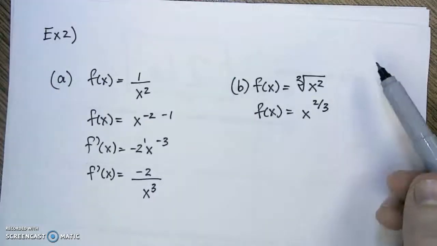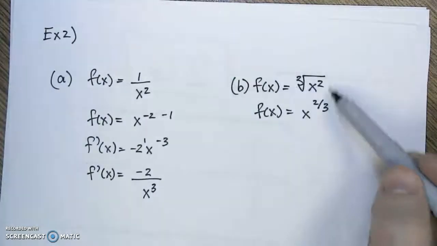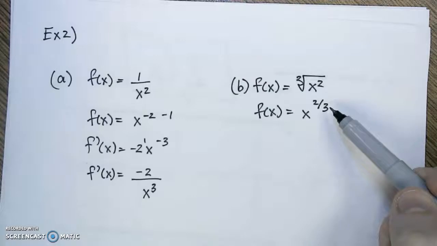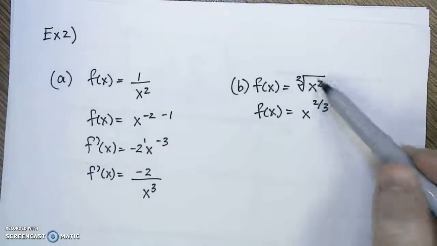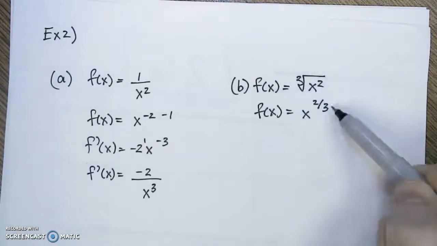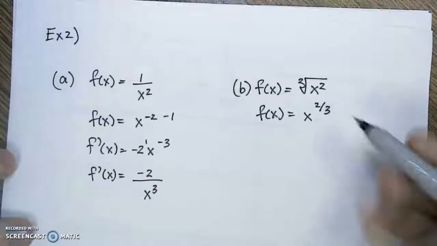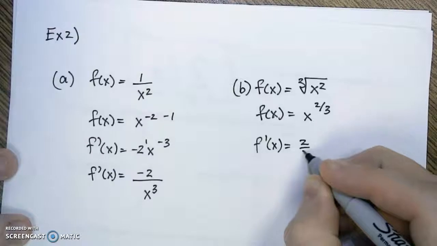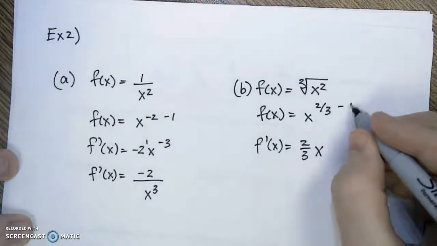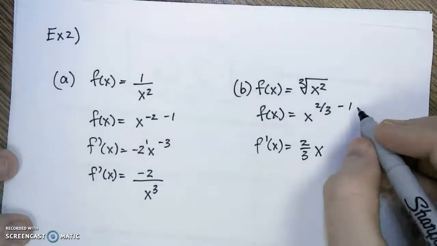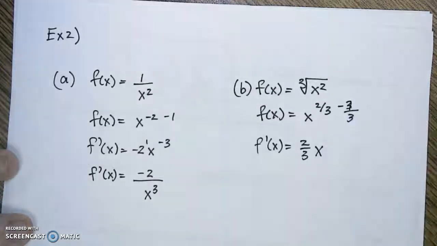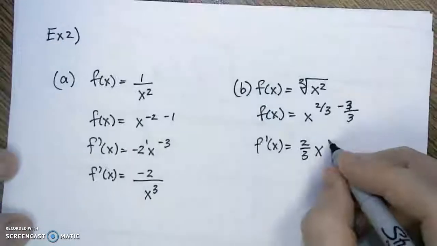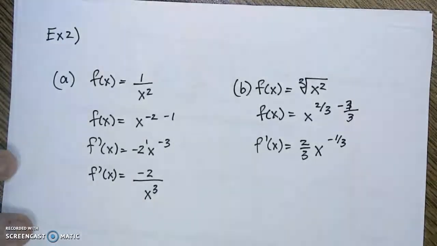Over here, your radical can be written as a rational exponent where the squared is on top, but the index of the radical is your denominator. And then your derivative, you would move your 2/3 in front, and then you would take 1 away. Now when you take 1 away though, you need to get a common denominator, so 3/3. And so you're going to get negative 1/3 for the exponent.